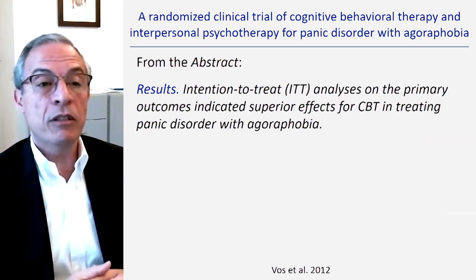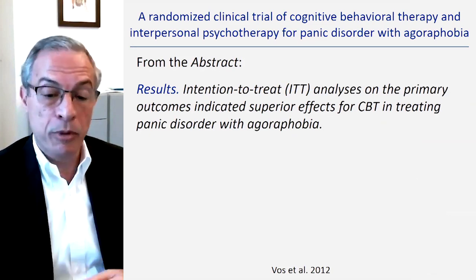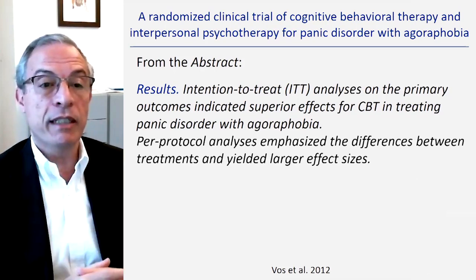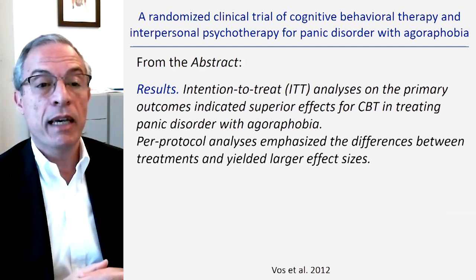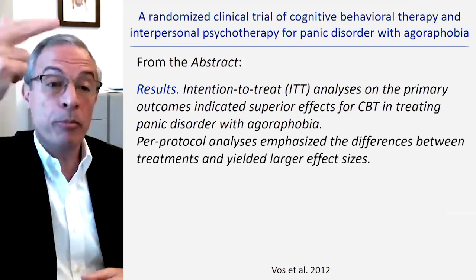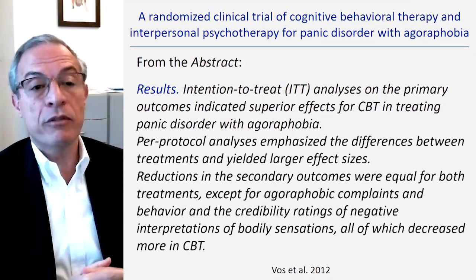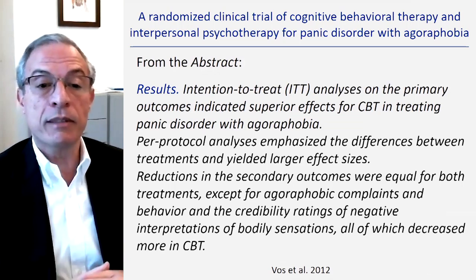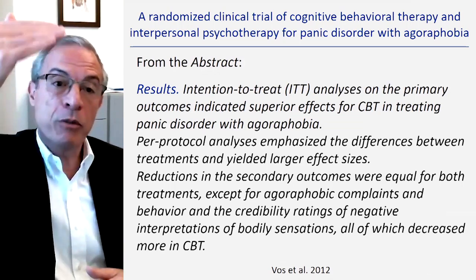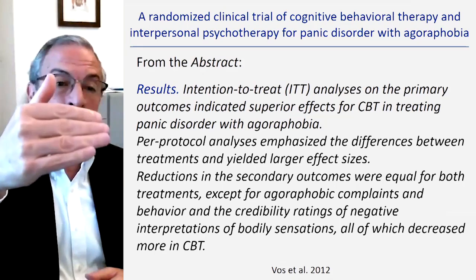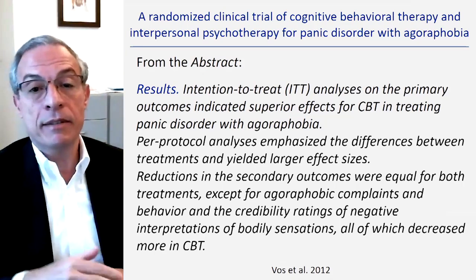And then when you go to the results, again from the abstract, they say, intention to treat analysis on the primary outcomes indicated superior effects for CBT in treating panic disorder with agoraphobia. Sensitivity analysis, per protocol analysis, which is another way of doing the analysis, emphasized the differences between treatments and yielded larger effect size. So the primary analysis, sensitivity analysis on the primary research question, and then the results of the secondary analysis. Reduction in the secondary outcomes were equal for both treatments, et cetera, et cetera. So primary research question, primary analysis, primary research question, sensitivity analysis, and I'm going to talk about sensitivity analysis, and secondary analysis.